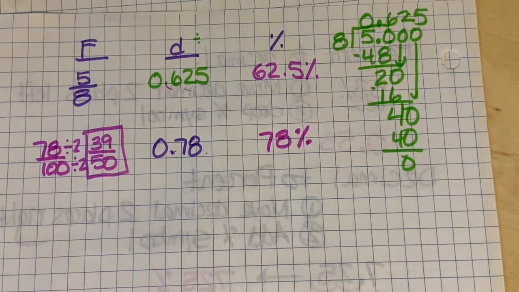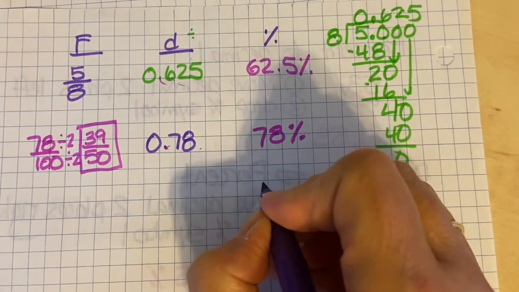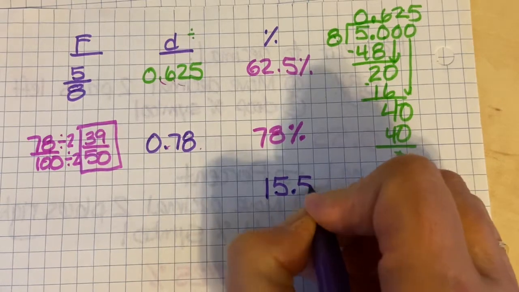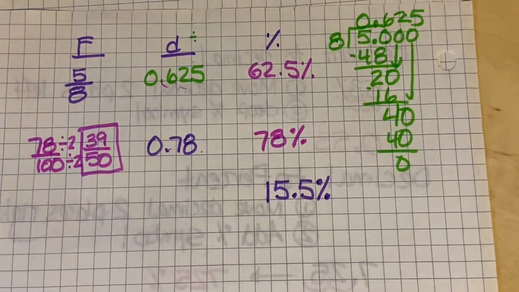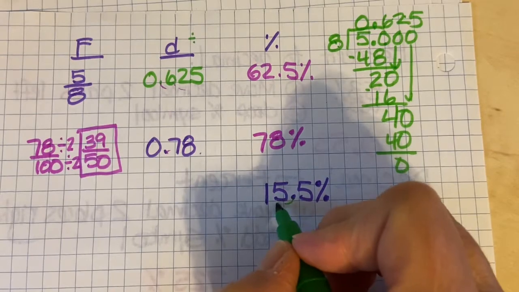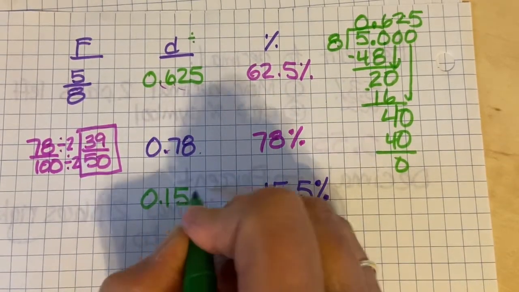All right, let's try a percent, and we're going to change it to a decimal. So let's do a percent of, let's do a decimal. Live dangerously. All right, so if I want to change that to a decimal without the percent sign, I'm going to move it 2 places left, so I would get 0.155.